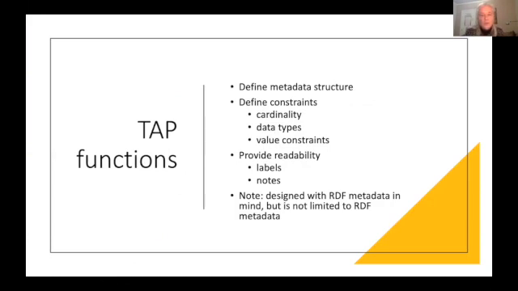In particular, what we have tried to accomplish with this particular standard or practice or recommendation, however we want to call it, is we want to be able to define the basic structure of the metadata. We want to define the constraints on the elements of that metadata, and those include things like cardinality, meaning what is optional, what is required, the data types of the elements of the metadata, and any constraints on the values.